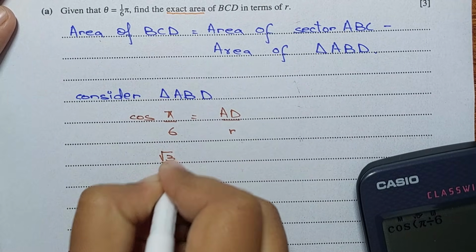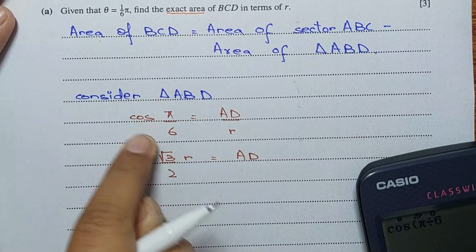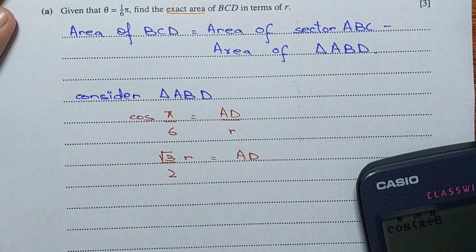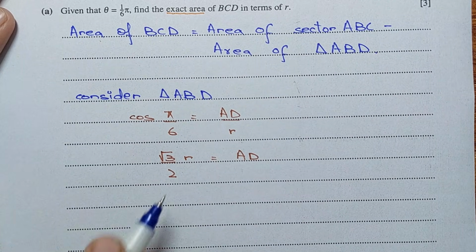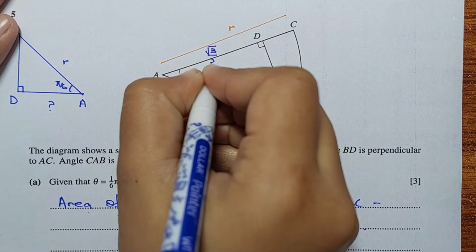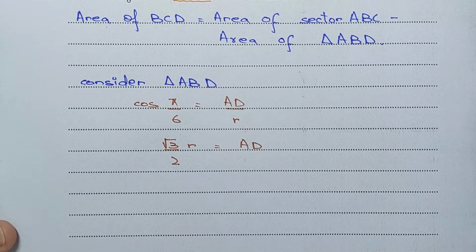Square root of 3 divided by 2 multiplied by R. This is AD. What I did, I calculated cos pi by 6 and cross multiplied. We got the length of AD, right? Now this length of AD is root 3 over 2R. Okay. All right. Now find out the area for this segment.